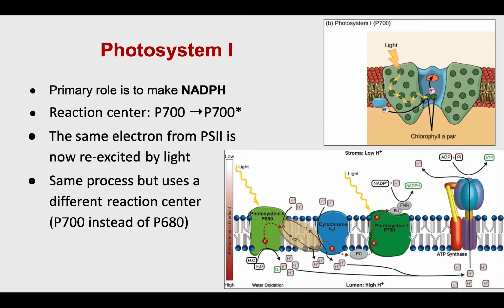And again, we're using light to do this. Light is coming in. It's bouncing from pigment to pigment to pigment, which is going to excite that electron and bring it to a higher energy state, so that it can go on to continue the light reactions.